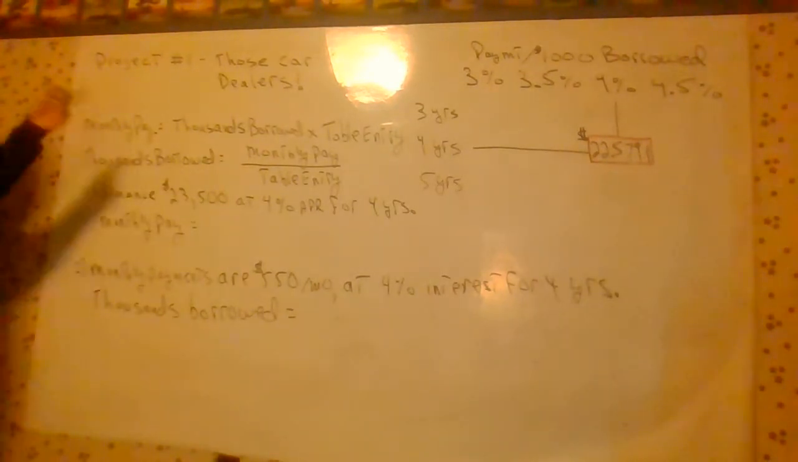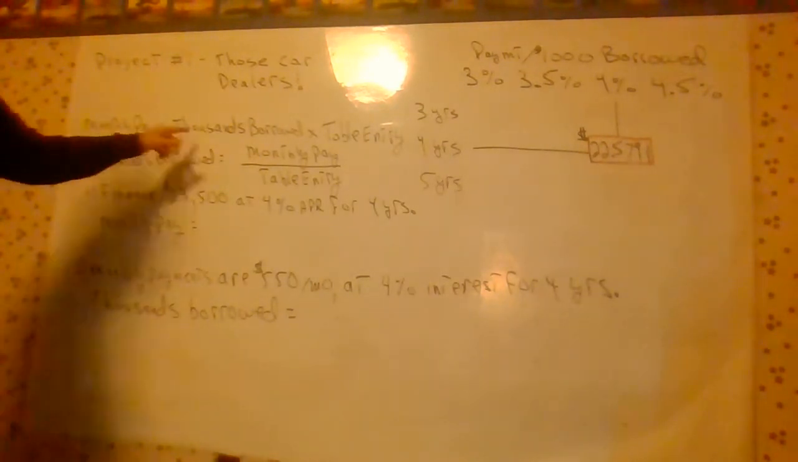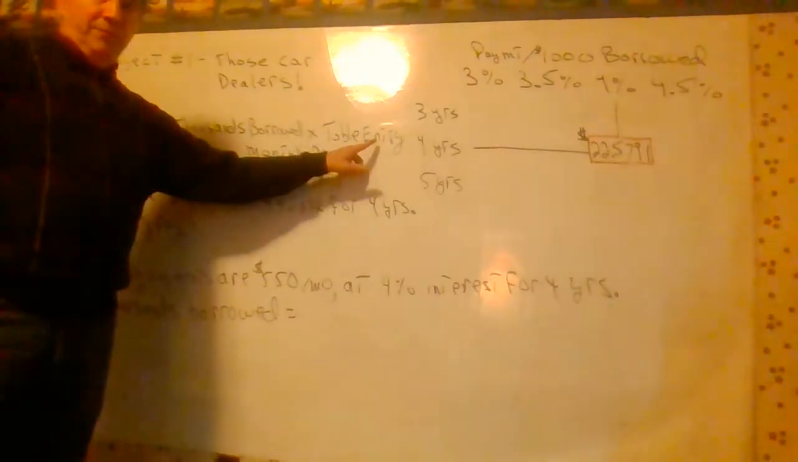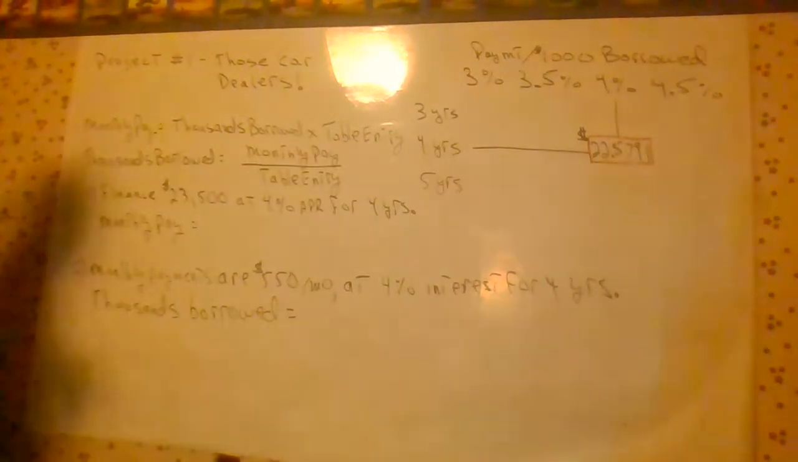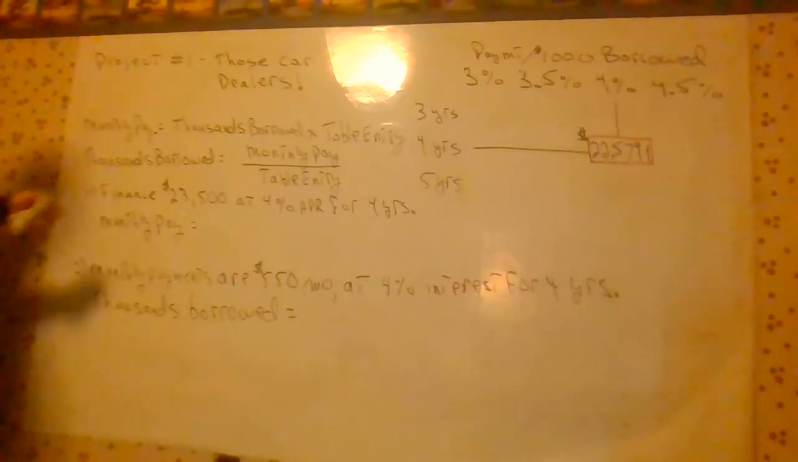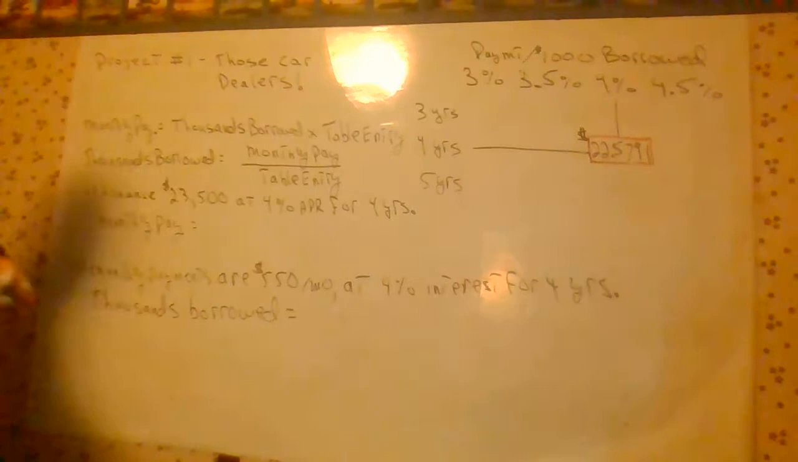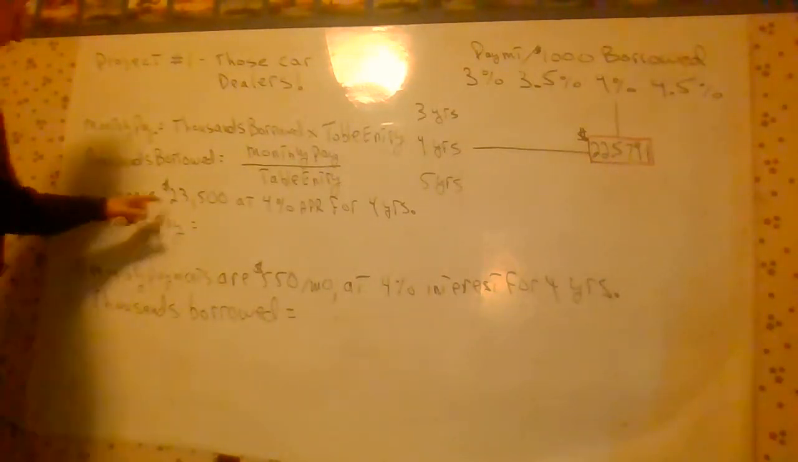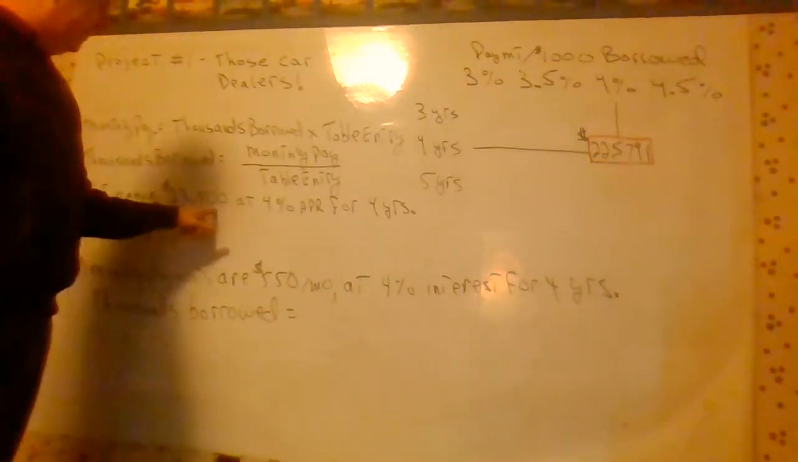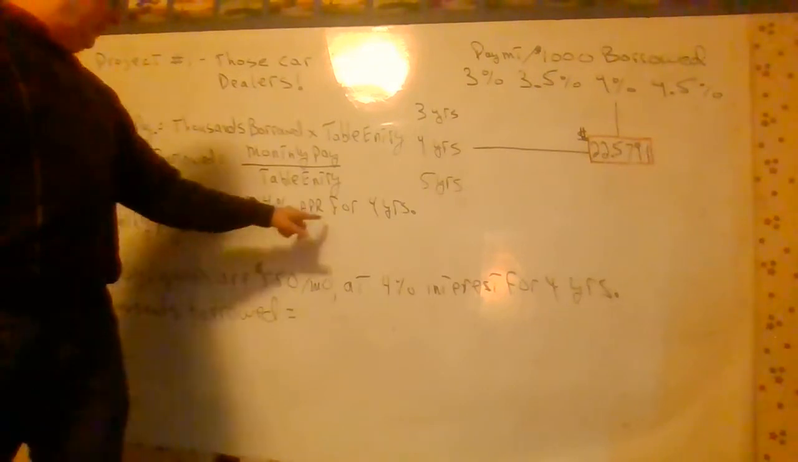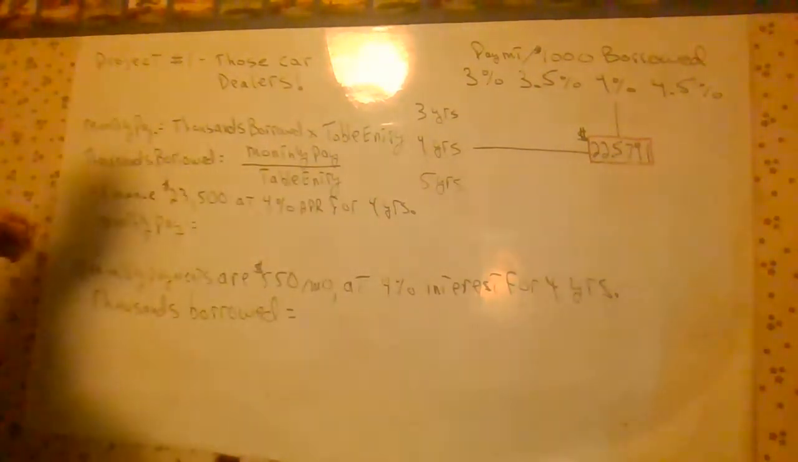Well, first of all, we have a simple formula. Monthly payment is thousands borrowed times a table entry. And also a second formula, thousands borrowed is the monthly payment divided by the table entry. So, for instance, suppose we want to finance $23,500 at 4% for 4 years.